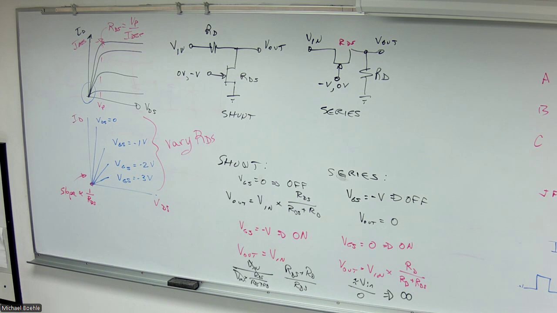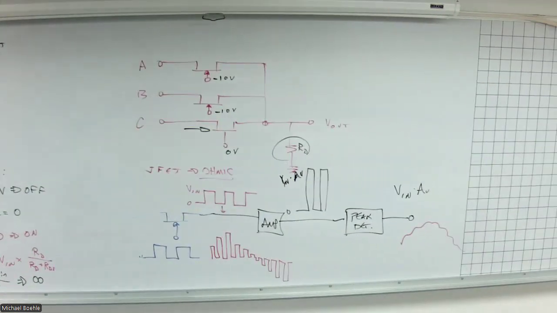All right, so that is my JFET analog switch. You'll have a couple homework problems on that. And then all those other configurations, those will be options for your lab. And that is my completion of chapter 11. Any questions on JFETs? Moving on, chapter 12.